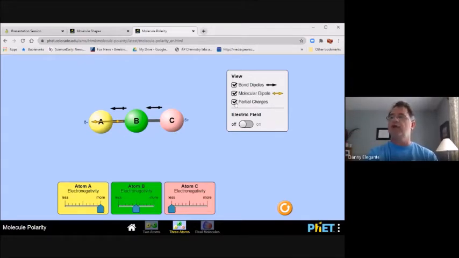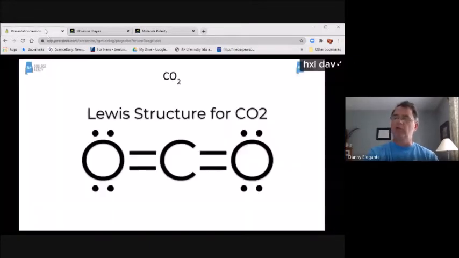We can even draw in charges. And you can see this end has a little bit of a negative end, and this end has a little bit of a positive end. So that's really what a polar molecule is.